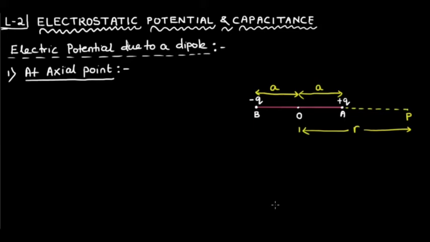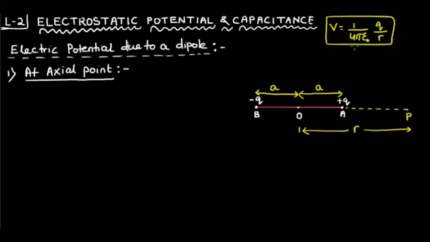So students, welcome to lecture number 2 of the chapter Electrostatic Potential and Capacitance. In the previous lecture, we had started this chapter and we had discussed what is the meaning of electric potential, what is the meaning of potential difference, and then we had derived the expression for electric potential due to a point charge. We had derived that the electric potential due to a point charge is given by V is equal to 1 by 4 pi epsilon naught Q by R. So Q is the magnitude of the point charge and R is the distance of the point from that charge.